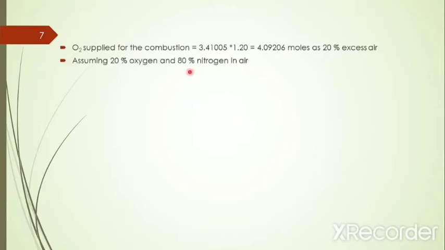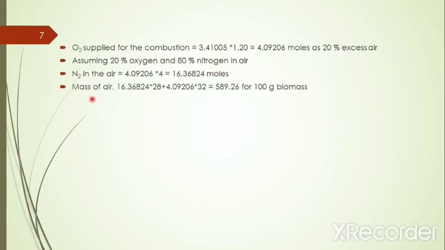Now if we are considering air, we can assume 20% oxygen and 80% nitrogen, or more accurately 21% oxygen and 79% nitrogen, but here we can take 20 and 80. So nitrogen will be this much mole times 4, because for 1 mole of oxygen we have 4 moles of nitrogen in air. So 4.0926 moles of oxygen means nitrogen will be 16.3684 moles.